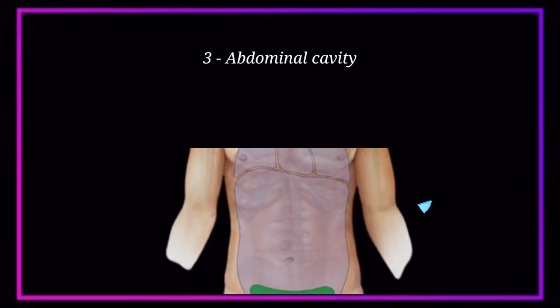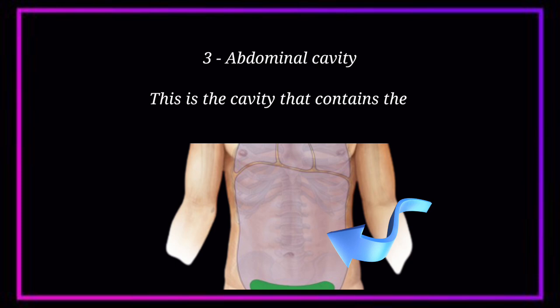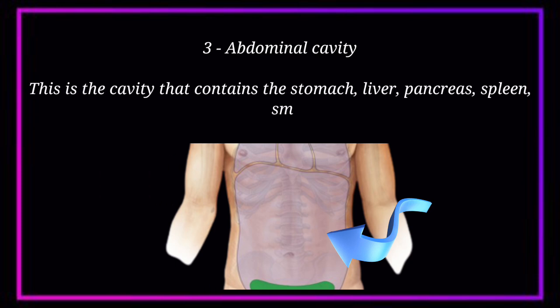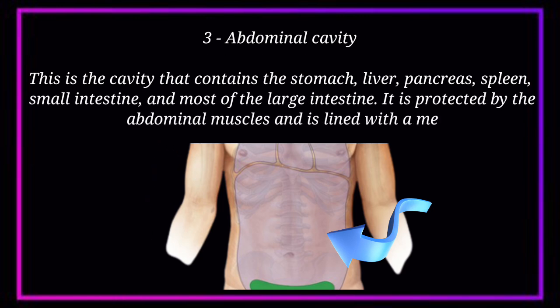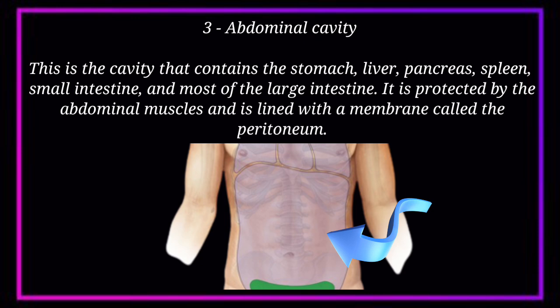Number 3. Abdominal cavity. This is the cavity that contains the stomach, liver, pancreas, spleen, small intestine, and most of the large intestine. It is protected by the abdominal muscles and is lined with a membrane called the peritoneum.